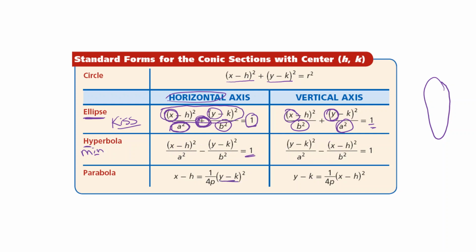They're somewhat the same. We see this y minus k squared, but our x is not squared in this case, or in this case, our y is not squared. So here are all 4 equations in standard form. Do yourself a favor and learn them all as much as you can.